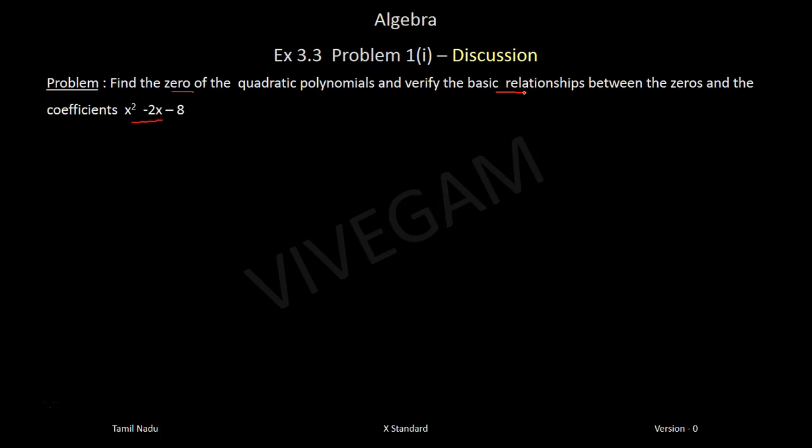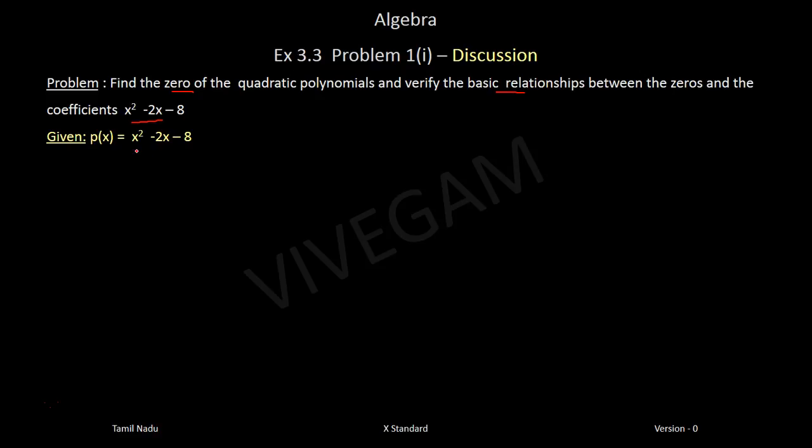What is the basic relationship? That the sum of the roots is minus coefficient of x divided by coefficient of x square. Product of the roots is constant term divided by the coefficient of x square. So we need to check that. Okay, so let's put out the steps, but I'll be doing all this discussion only for this one. Further, for some similar sums, we'll straight away go into the solution.